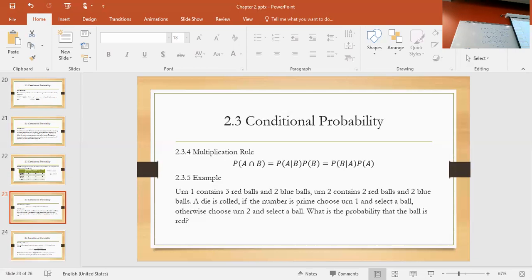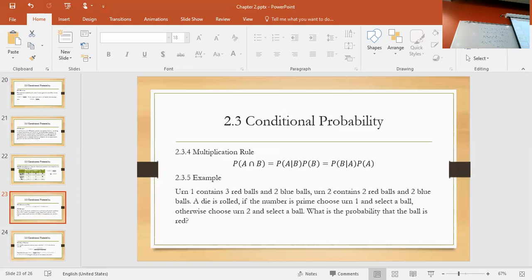Our question was, what is the probability that the ball you will choose is red? We will say that the ball is red either because it comes from U1 or it comes from U2. A red ball is either when you choose U1 and red or when you choose U2 and red. So we can express it here.